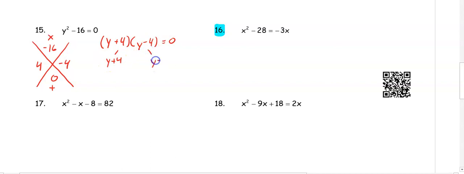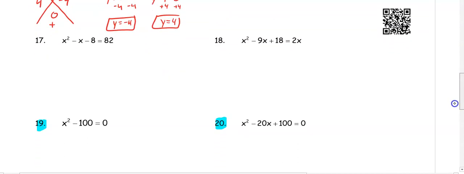So each parenthesis gets set equal to 0. So we have y plus 4 equals 0 and y minus 4 equals 0. The first equation we would subtract 4. So y equals negative 4. The second parenthesis we would add 4. So y equals positive 4.